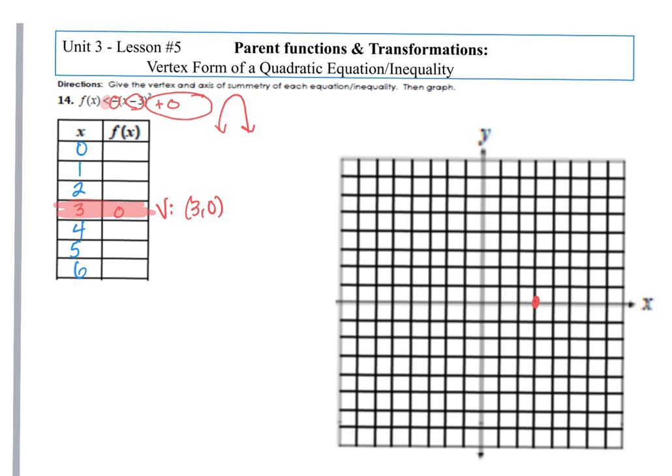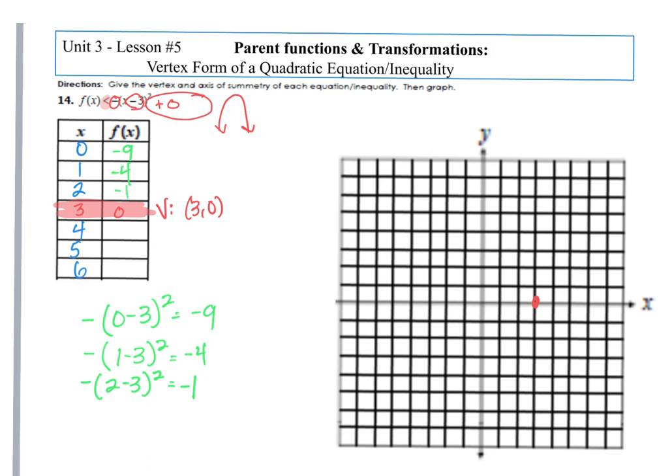Okay, so let's plug in 0 for x. We would have negative, and then in parentheses, 0 minus 3, all being squared, and this will equal negative 9 for y. Next, we plug in 1, so we have negative sign, and then parentheses, 1 minus 3 squared, and that's going to equal negative 4. Okay, again, these are all values smaller than 0, so that's a good sign to me. We're plugging in 2, so we have negative, and then 2 minus 3 squared, that equals negative 1.